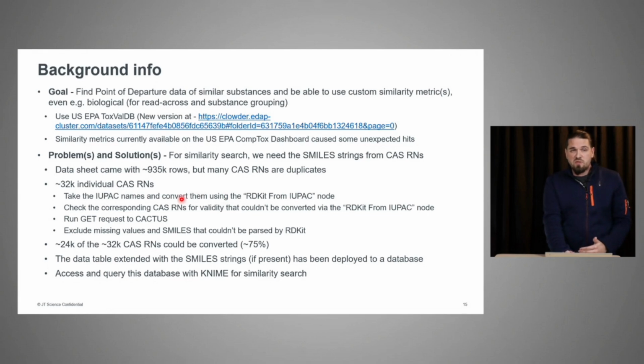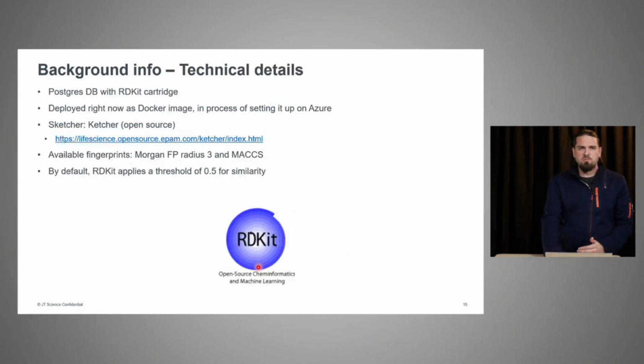Now, where this conversion was not successful, we actually looked at the corresponding CAS number and did the CAS number checking that we previously talked about, ran the GET request to Cactus, and then excluded any responses that didn't provide a chemical structure, so didn't provide a valid SMILES string. And pretty much what we found is that around 24,000 of the 32,000 CAS numbers could be converted, around 75%. Now, the data table was extended with the SMILES string if it was present, and it was deployed to a database to improve the search speed. And access and query to this database was done with KNIME for the similarity search.